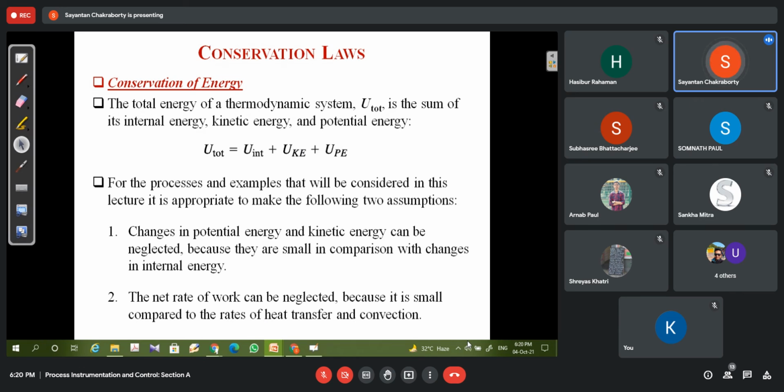The net rate of work may be, suppose in a stirred tank, you have a stirrer. So there is some work done with the surroundings to stir the liquid. So that work done may be very, very less as compared to a heating process where there is a constant heating. So with respect to the constant heating, that work done by the stirrer can be neglected. So we'll take due consideration of these assumptions as we move on.